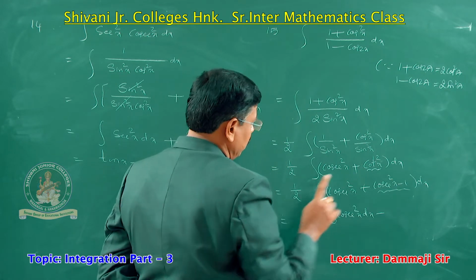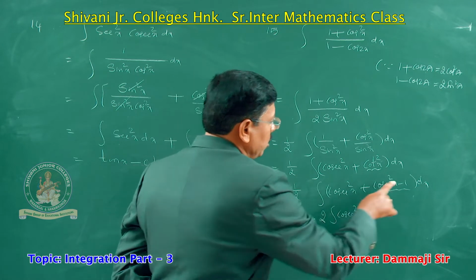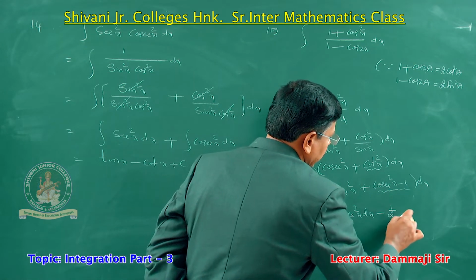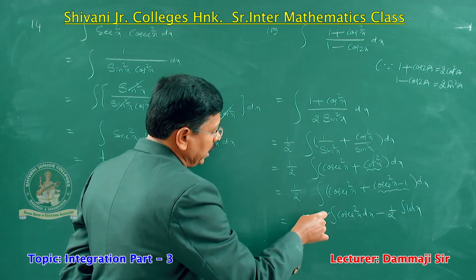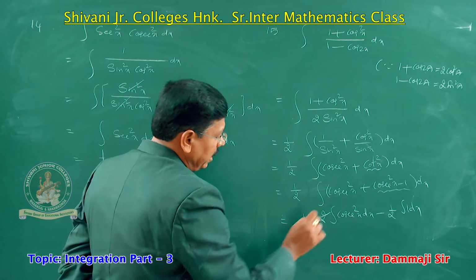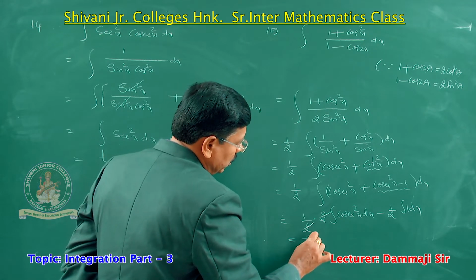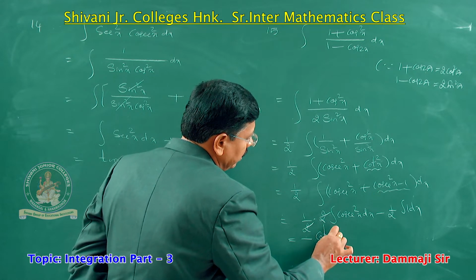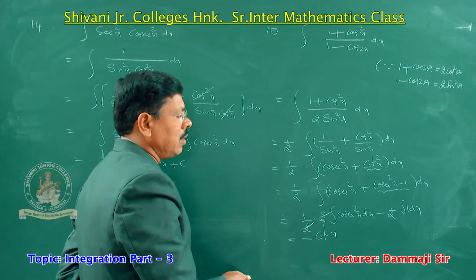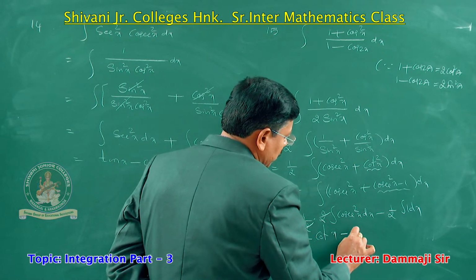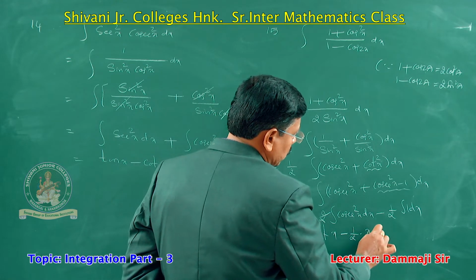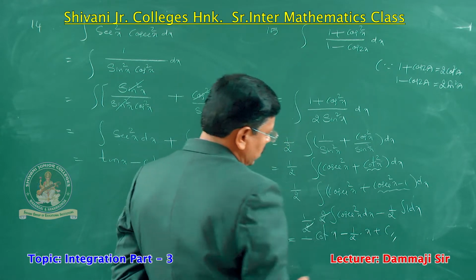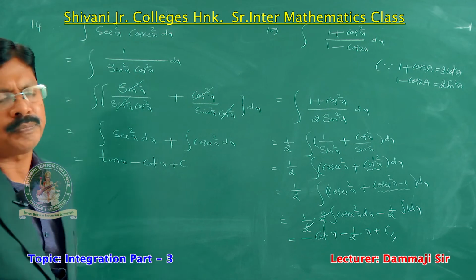Minus, same sign, write down 1 by 2 into 1, which is nothing but 1 by 2 integral of 1 dx. Okay, 2 gets cancelled. What about integral of cosecant square? One of the standard integrations, minus cot x, minus 1 by 2 integral of 1 dx, x plus c. Okay? So it is the result.